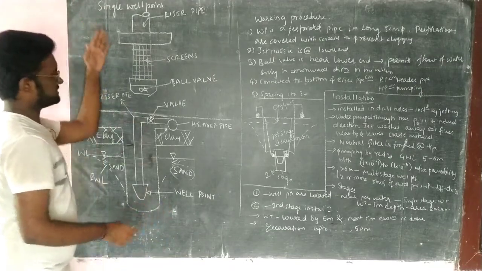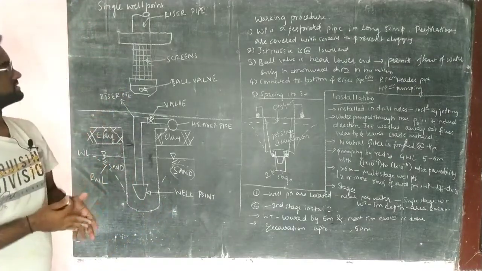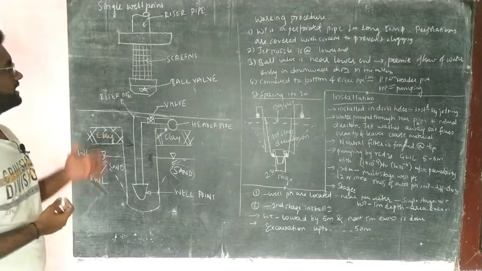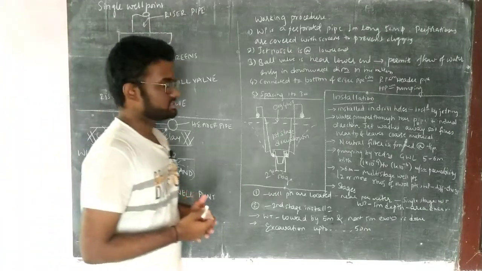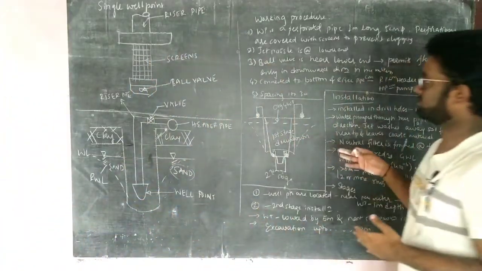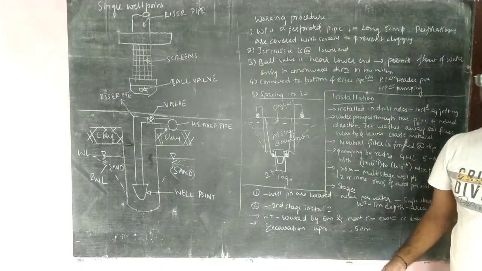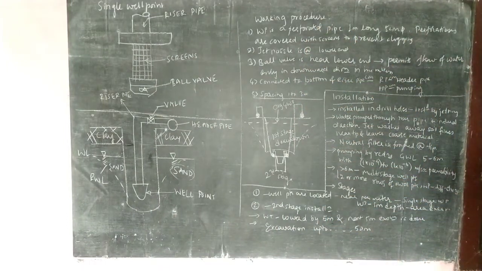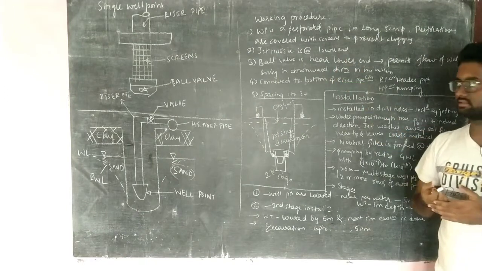Next, how is this done? What are the installation process and the working procedure? Let us learn about it one by one. So you can see here in this picture, this is the diagrammatic representation. Now let us see the working procedure of this single well point. You can look at this picture.